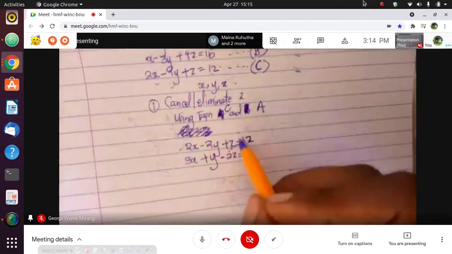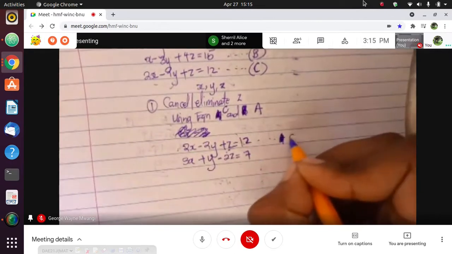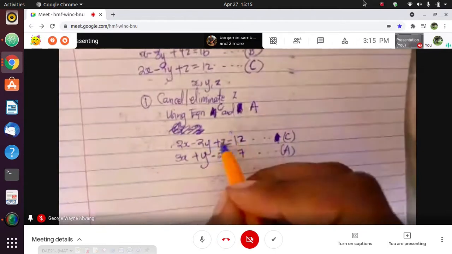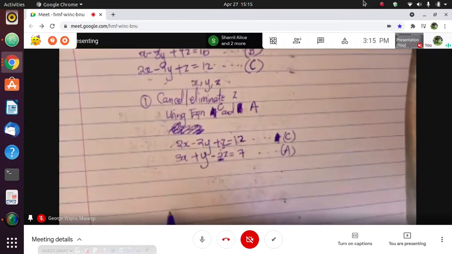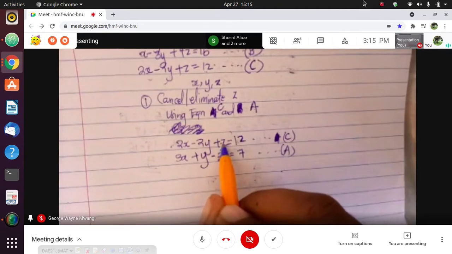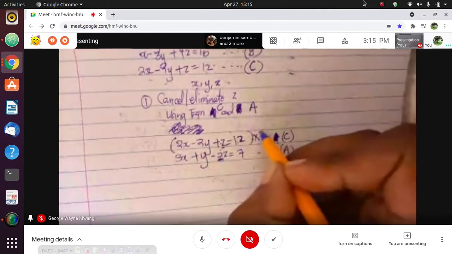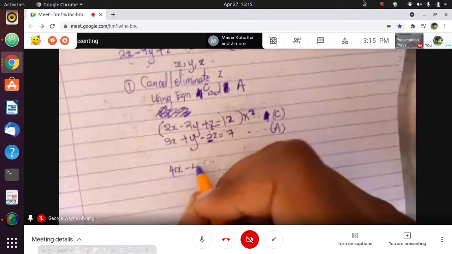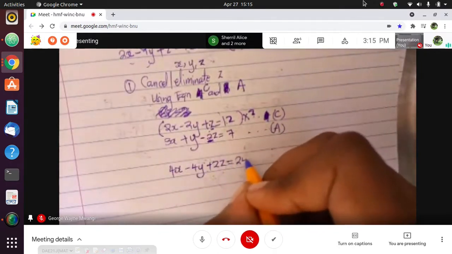Now if you look at this, this is C, and this is A. In our equation C, this coefficient is 1. In our equation A, this coefficient is 2. Now what will I do to this equation so that this becomes 2? I will have to multiply the whole of that equation by 2. Now we get 4x minus 4y plus 2z is equals to 24.